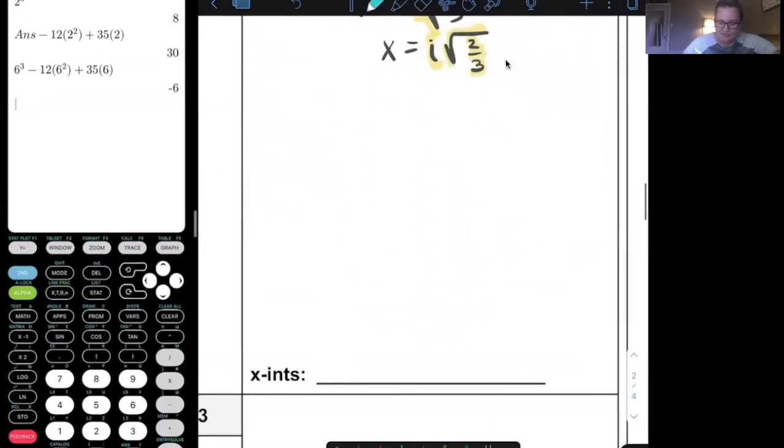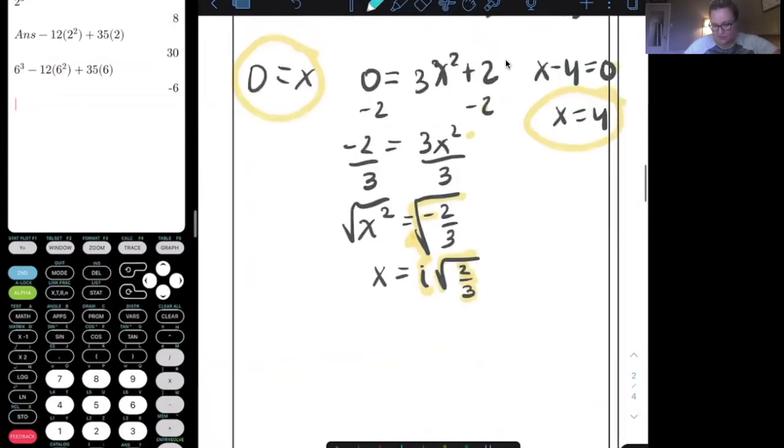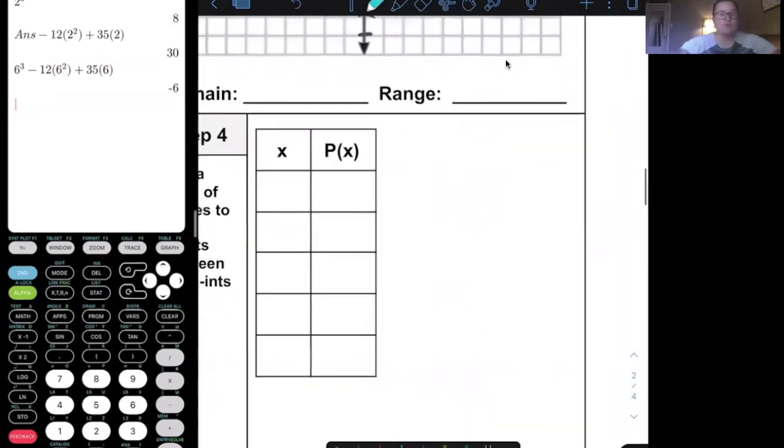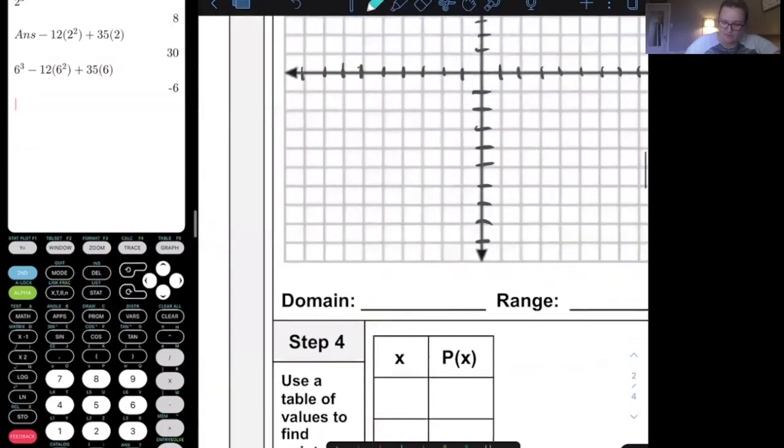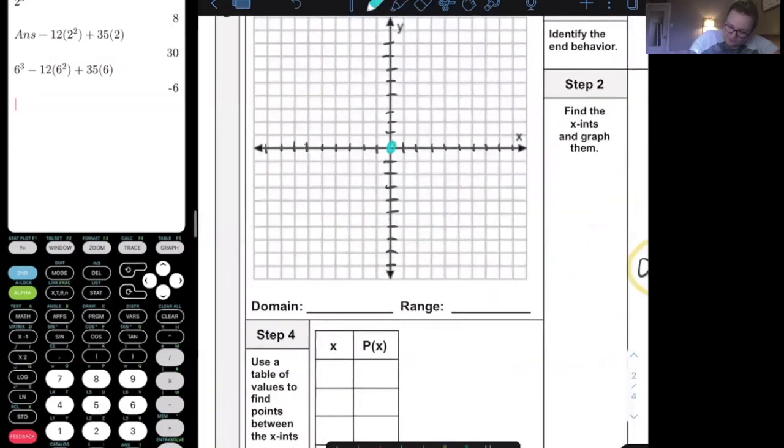So the x-intercepts that I'm going to graph are (0, 0) and (4, 0). So let's graph (0, 0) and (4, 0). Actually, I want to stretch this graph out a bit, so I'm going to count by halves. Like this is 1, 2, 3, 4. There we go. So negative 1, negative 2, negative 3, negative 4.